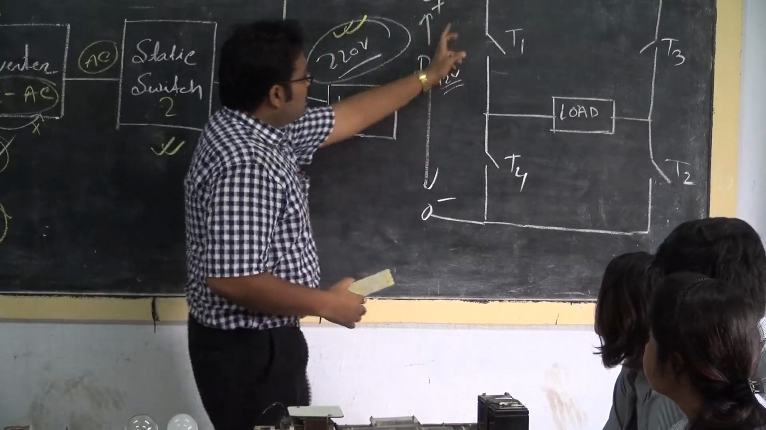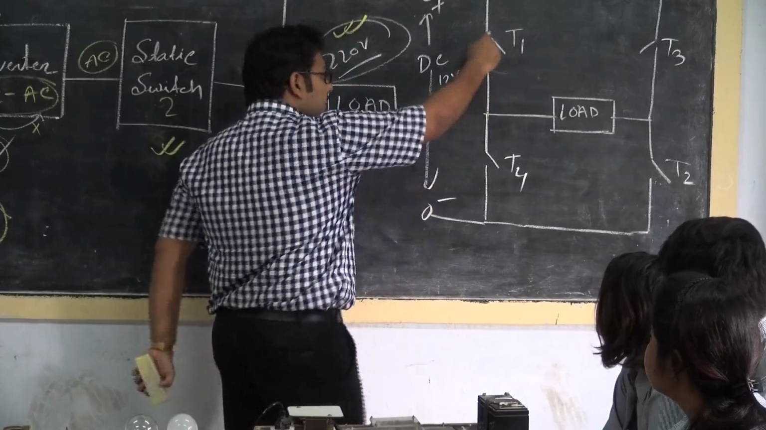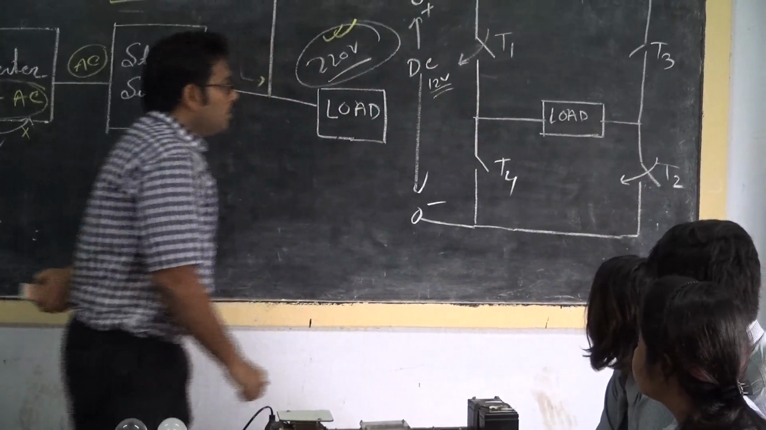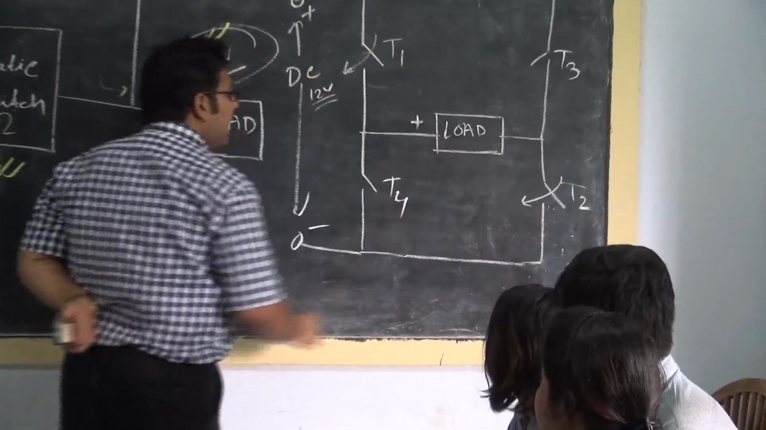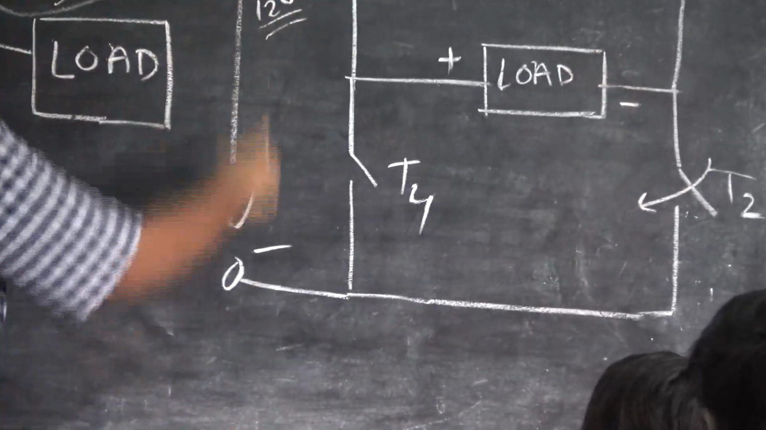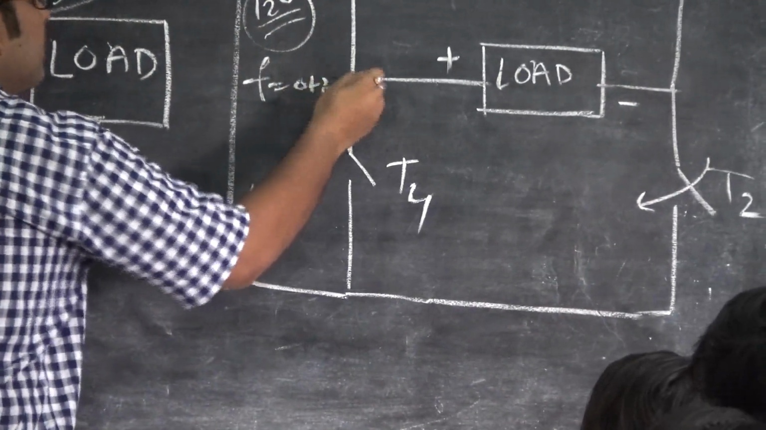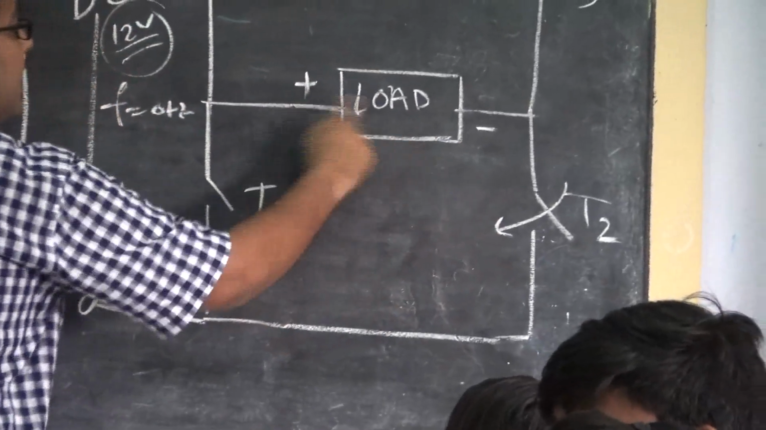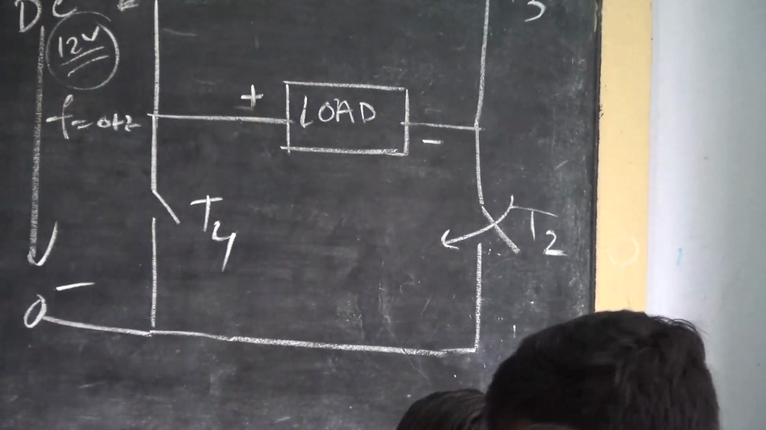Now we have to switch at a time. At the first time we are switching T1 and T2. So across the load, this positive terminal will come on this side and this negative terminal will come on this side. Here it is 12 volt where the frequency is 0 Hz. Now for switching T1 and T2, we are getting across the load a voltage that is plus and minus.